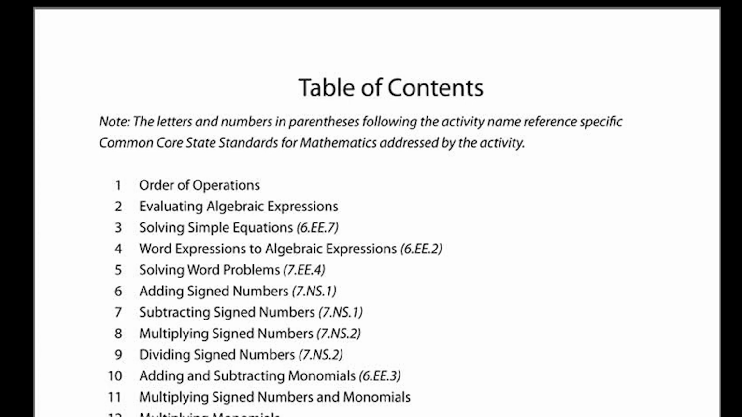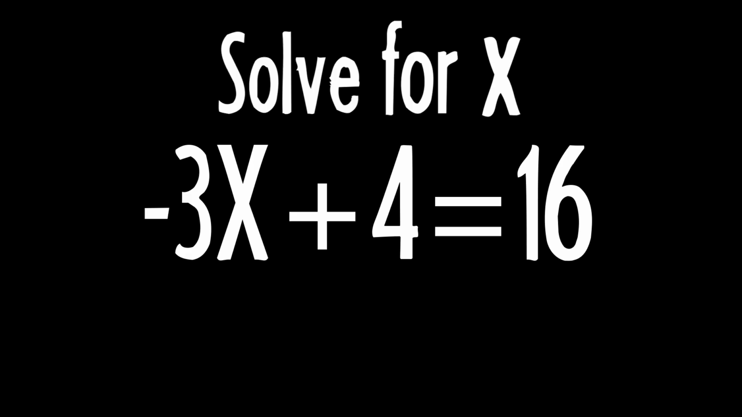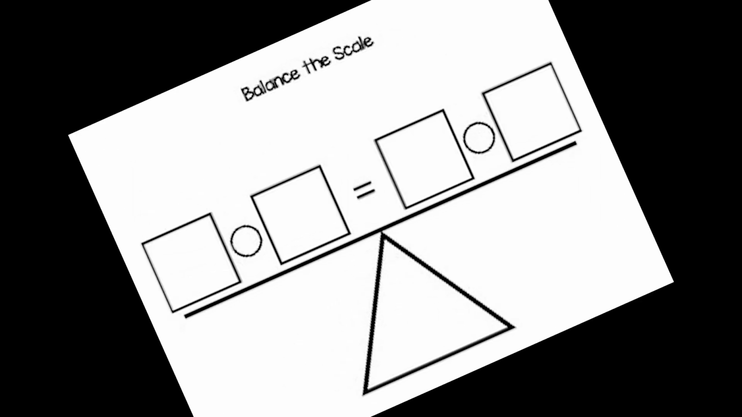Now one of the main topics in algebra is solving equations. For example, let's solve for x in this equation. One rule when trying to manipulate the equation is whatever you do to one side, you have to do to the other. In order to solve for x, we have to isolate it to one side.